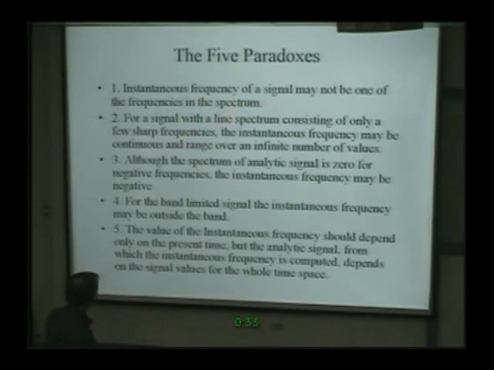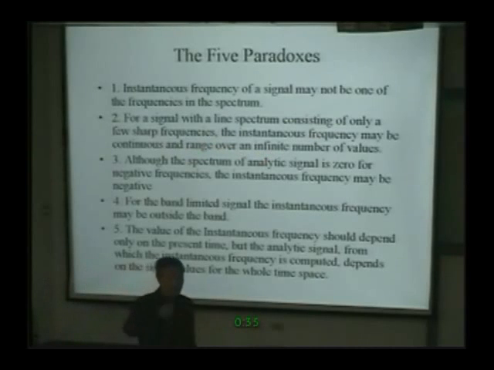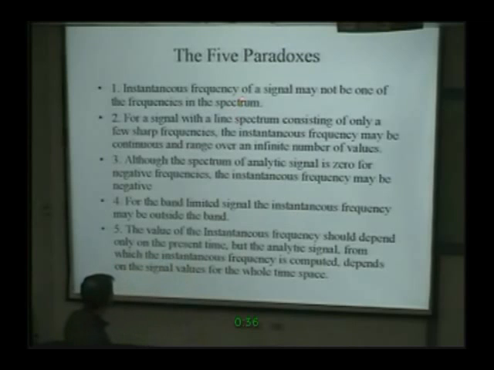This is very similar to the next one. For a signal with a line spectrum consisting of only a few sharp frequencies, the instantaneous frequency may be continuous and range over an infinite number of values. He thought that was unreasonable too. If we clearly see lines, and then the instantaneous frequency is continuous, of course it can have values in between the lines. So these two are actually the same.